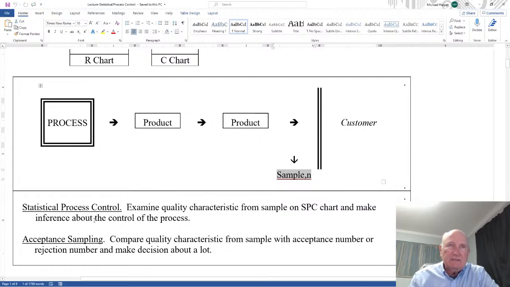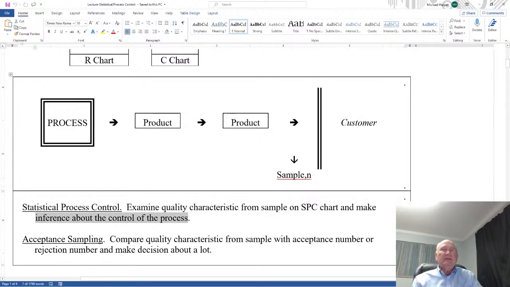One is statistical process control, where you examine the quality characteristic from the sample on the SPC chart and make inference about the control of the process. In other words, you say this is bad quality, therefore the process is out of control. That's one way to do it. So then you go back and try to find the cause of it.